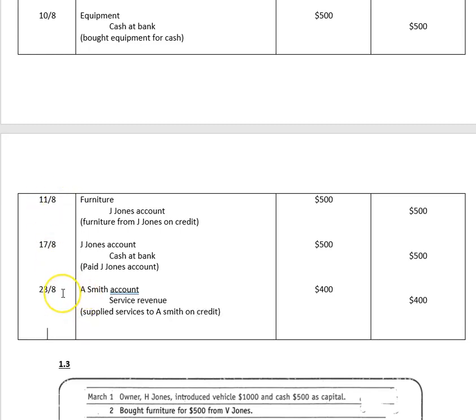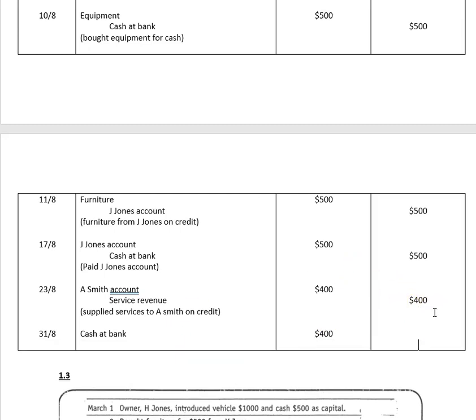All right, lucky last journal for this one occurred on the 31st of August. We received a payment from A. Smith, so we're receiving money. Cash at bank, our asset, is going up, therefore it's a debit. And our credit is going to be that account. So A. Smith did owe us money. He's just paid us, so he no longer owes us.